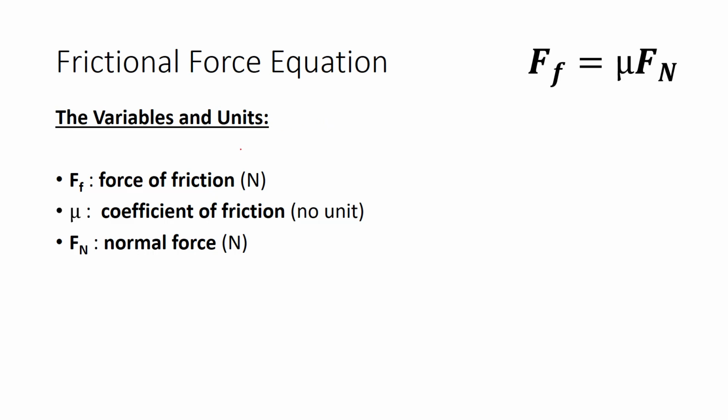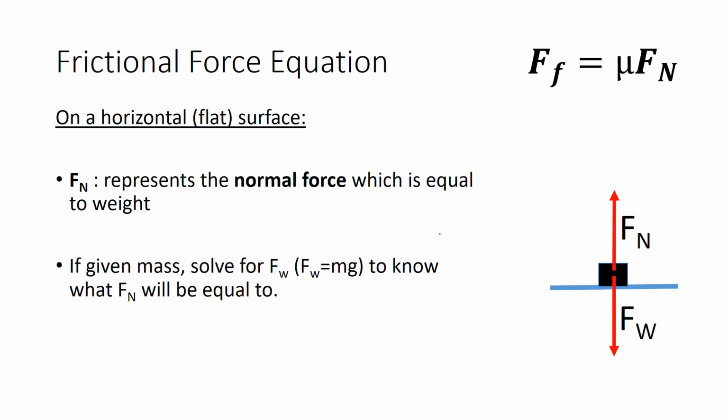Some of the variables you need to know. First one, force of friction. Here's our friction equation. Force of friction is big F, little f, and the unit is the Newton. Coefficient of friction is a mu symbol, this little mu looking symbol, and it has no unit. And then the normal force, which we'll see in a second.